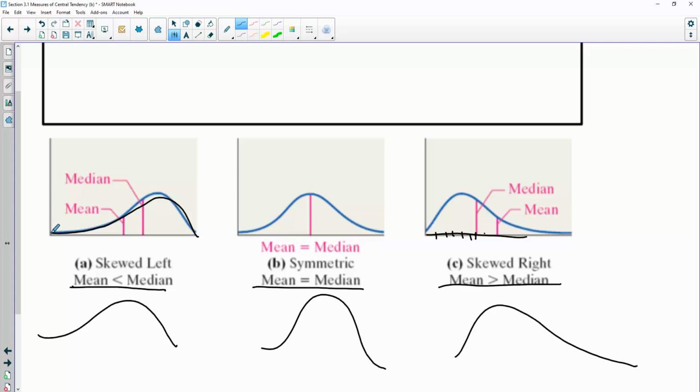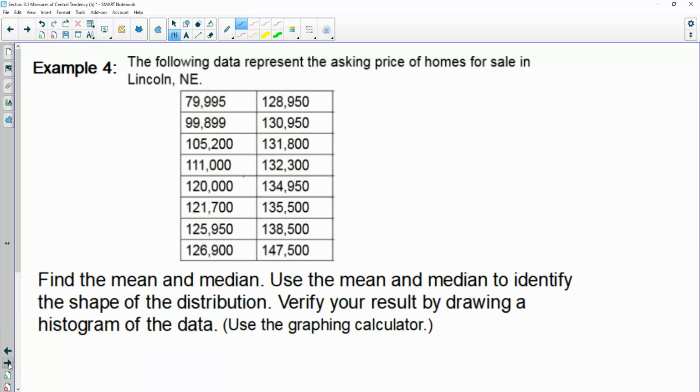So what I'd like to do now is show you how to use your calculator to do some of this. The data set we just had was small, nice numbers, no big deal. But if I give you a lot of numbers or really big numbers, the probability of us making a mistake goes up, right? So let's say I gave you this set of data. This is the asking price of homes for sale in Lincoln, Nebraska. We are going to use our calculator to find this.